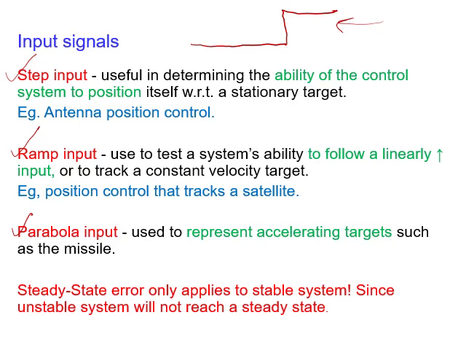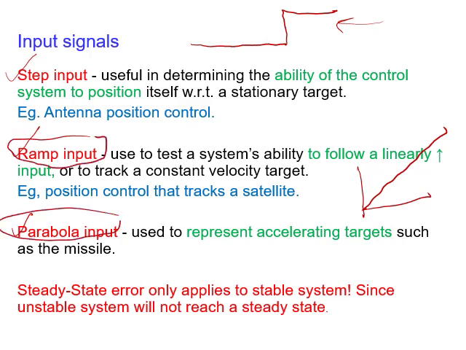The ramp input is used to test the system's ability to follow a linearly increasing input, or tracking a constant velocity target. So when the output is required to be linearly increasing, we need an input that is linearly increasing to test it, which is going to be the ramp input.